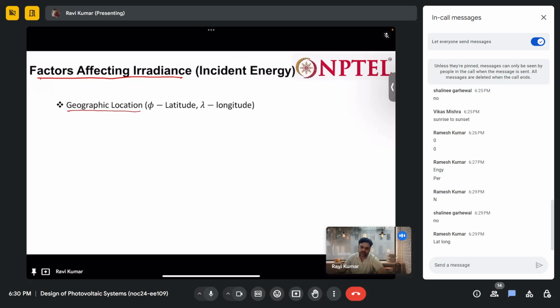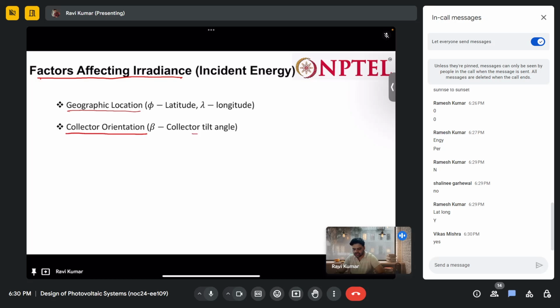The different placing angle of a solar PV panel will affect the efficiency, will affect the irradiance, yes or no? Yes, definitely it will affect. So the second thing is the collector orientation. We say tilt angle, how we are facing our solar panel towards the sun. That is the second thing.